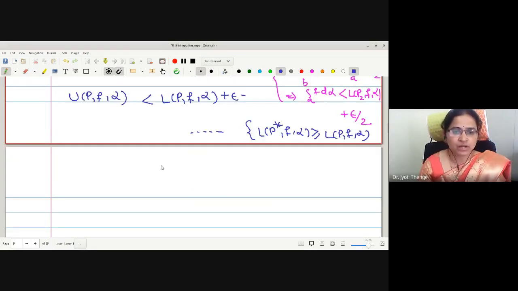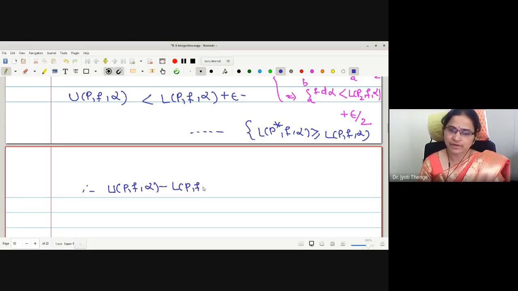Now next step, what should I write? We shift this lower sum to the left, because U(P, f, alpha) minus L(P, f, alpha) is less than epsilon. Hence the proof of the condition of integrability.